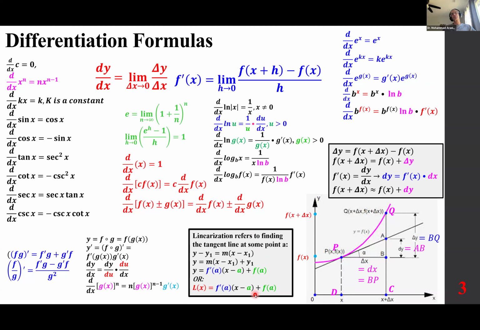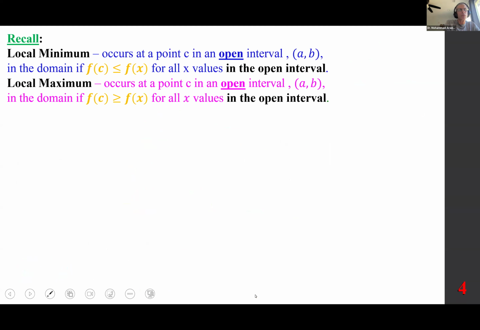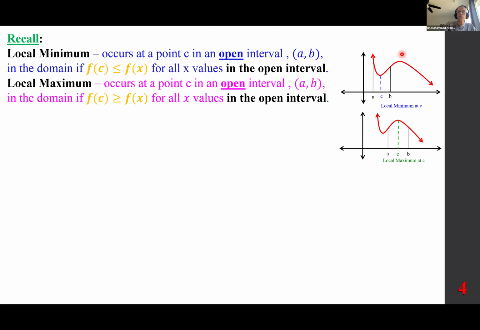In other words, you don't have to memorize that. Also recall, local minimum occurs at the point c in an open interval of a to b in the domain if f of c is less than or equal to f of x for all x values in the open interval. That's the key. Local maximum occurs at the point c in an open interval of a to b in the domain if f of c is larger than or equal to f of x for all x values in the open interval. So if we look at this, basically peak is the local max and valley is the local min in both cases.